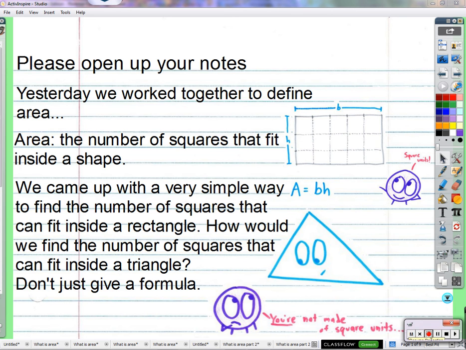So this kind of reviews last time a little bit. We talked about how area can be thought of as the number of squares that fit inside a shape. We talked about other shapes, right? Other than squares, what else could we use? Triangles would work. They fit together with no gaps. Rectangles would work.